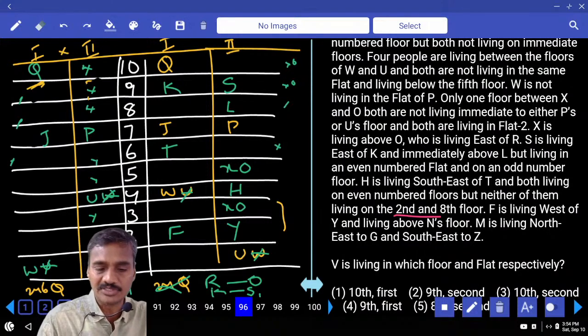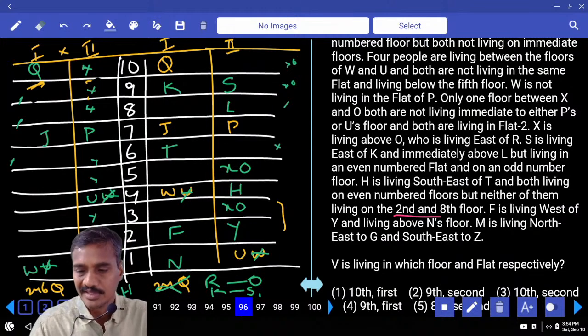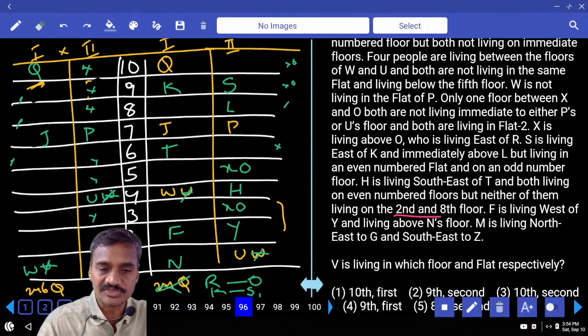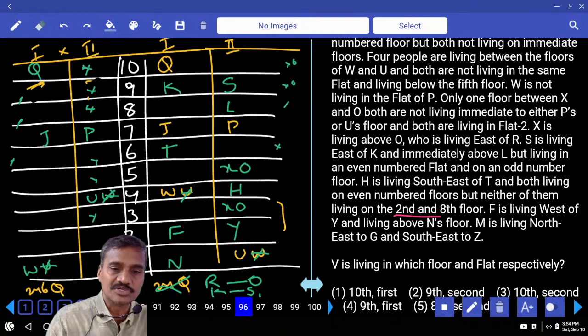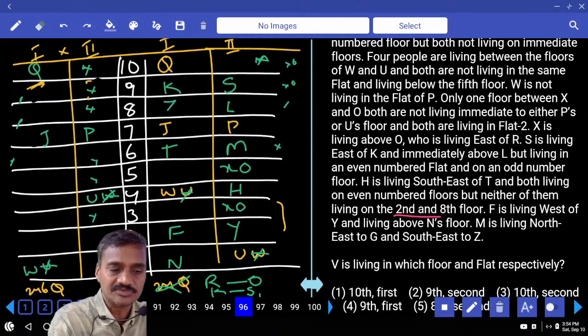And living above N's floor. F is living above N's floor, N is here. And M is living to the northeast of G. M is to the northeast of G and southeast of Z. M is to the southeast of Z. Now can we have M at this place? No. M is to the southeast, M must be at this place. If M is here, M is to the southeast, that is here.